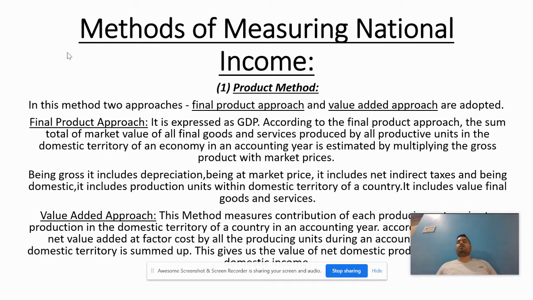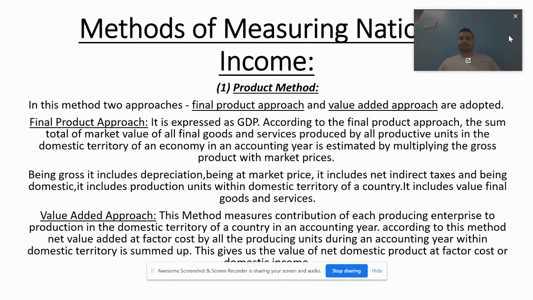Being gross, it includes depreciation. Being at market price, it includes net indirect taxes, and being domestic, it includes production units within the domestic territory of a country. It includes final goods and services.